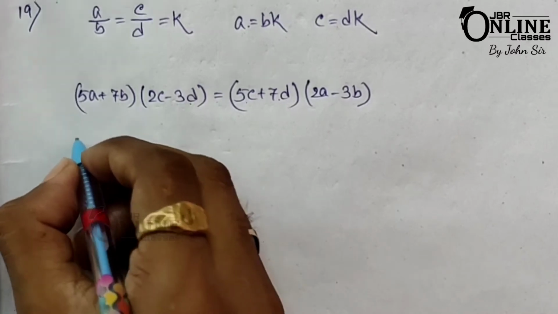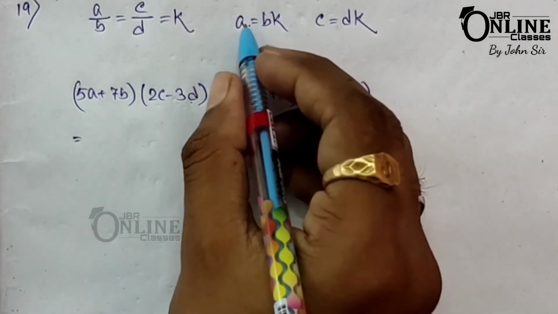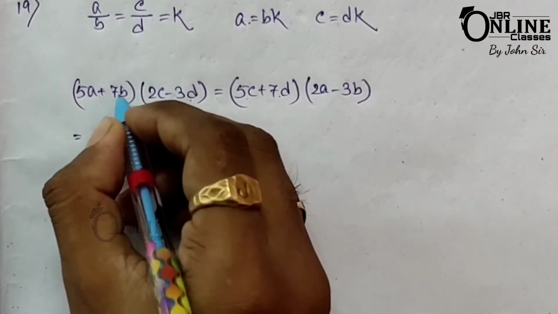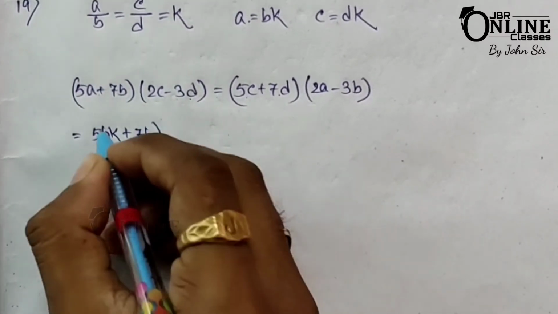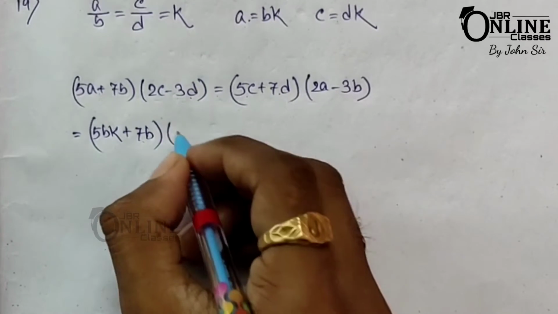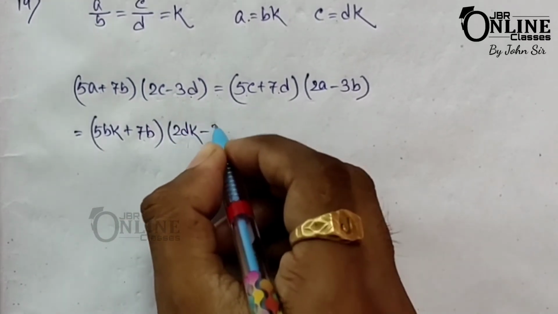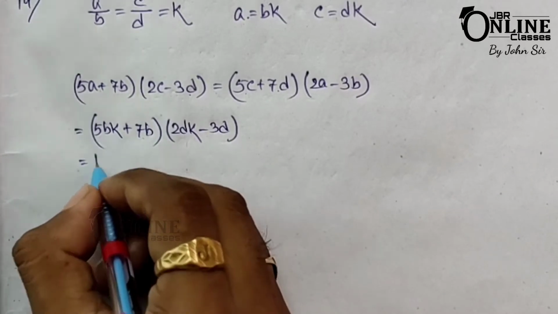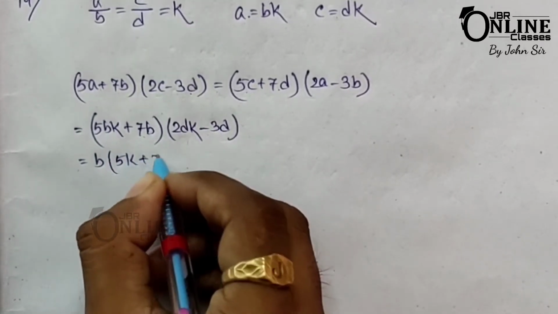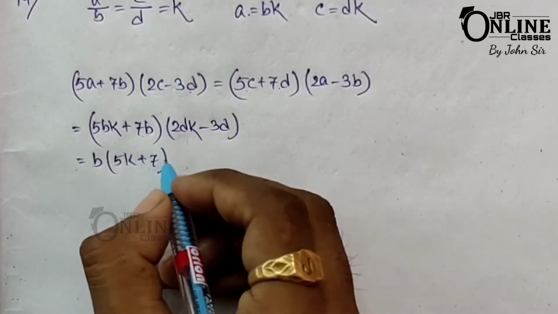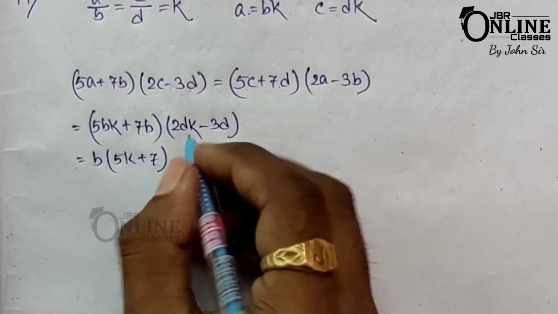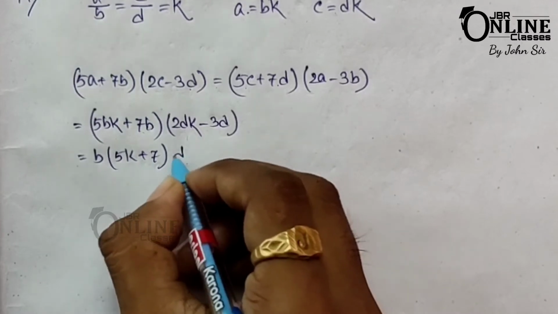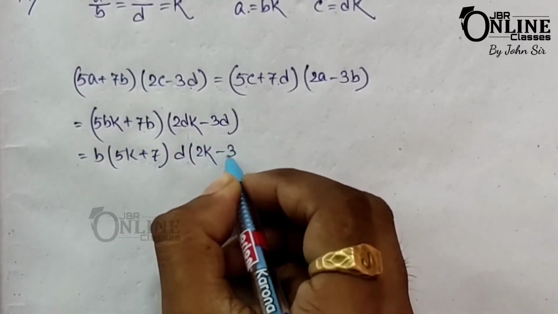So in the left hand side, 5a, that means 5 into bk. So write down here 5bk, and 7b, so just write down here only 7b. And here 2c means 2dk minus 3d. Now if b will be common, it becomes 5k plus 7. And the next one, if d will be common, it becomes 2k minus 3.